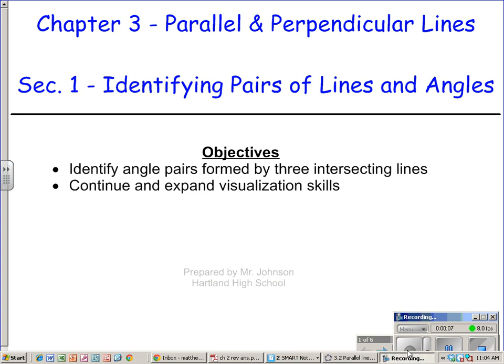Starting chapter 3, it's all about parallel and perpendicular lines and everything associated with them. In this first section, we're going to be talking about some specific types of lines, pairs of lines, and most importantly, some types of angles that we're going to be using for a long time. As far as geometry class is concerned, this is a pretty important section. This and the next one.